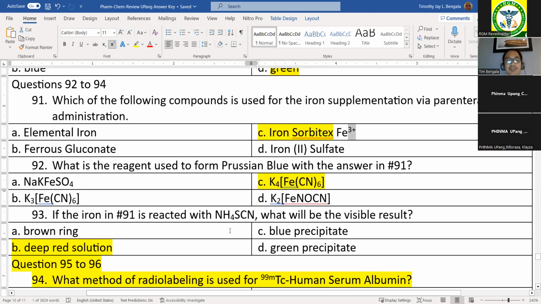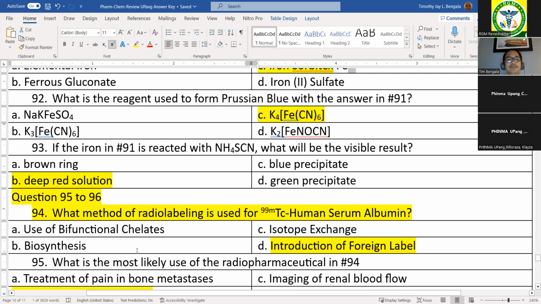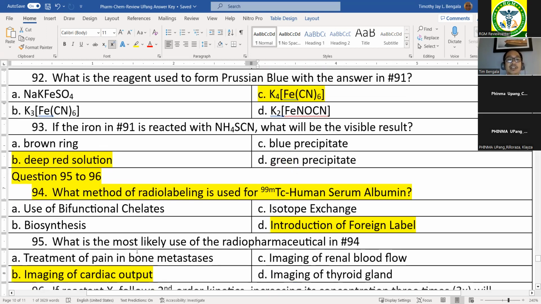For 93, kapag thiocyanate, ito yung sinabi nating deep red. So ito pa yung isang unique na complex ni iron. So acetate, deep red, pero nasusira ng acid. Thiocyanate, deep red also, pero hindi nasisira ng acids. And thiosulfate ay purple. Okay, so yun yung mga unique. So for 94, ito na yung ano natin, no?